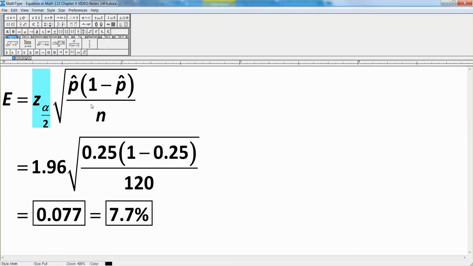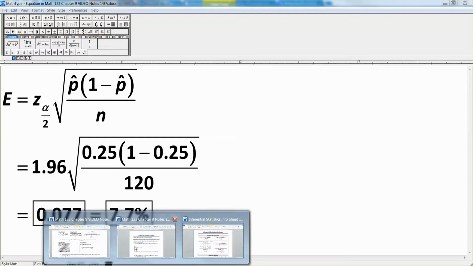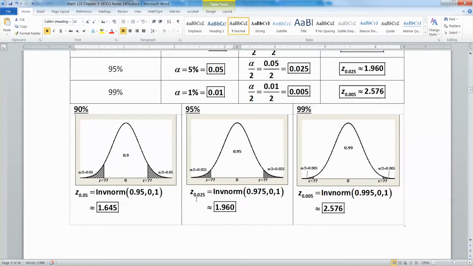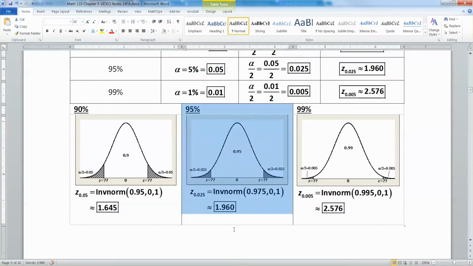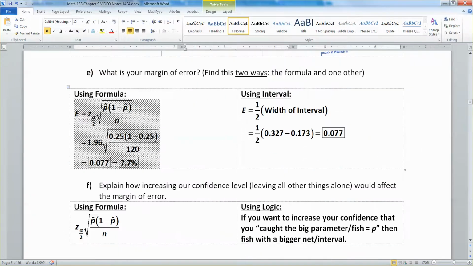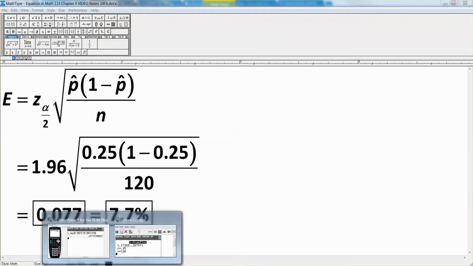So it's z alpha over 2 square root of p hat times 1 minus p hat over n. But the z we already know is 1.96 because this was a 95% confidence interval, and we already found the z-score for a 95% confidence interval was 1.96. We did it back 2 pages ago, right here. The z for a 95% is right here, 1.96. I'll shade that just a little bit to make it different than the others. Okay, so now that we know that one, then we would put in p hat and 1 minus p hat, etc. And we would type it all into a calculator and hope for the best.